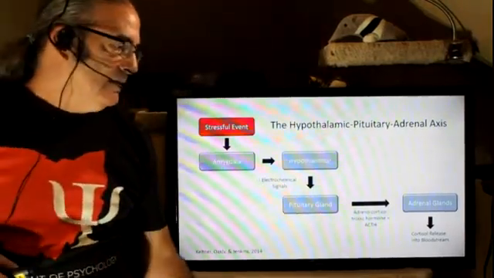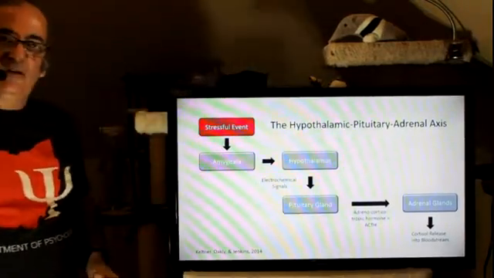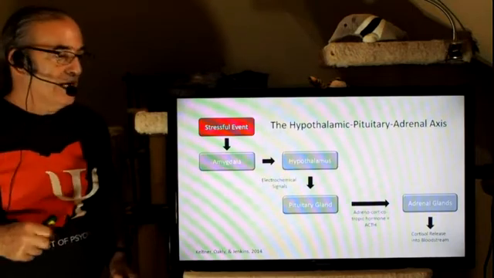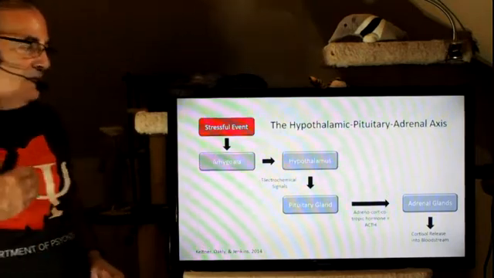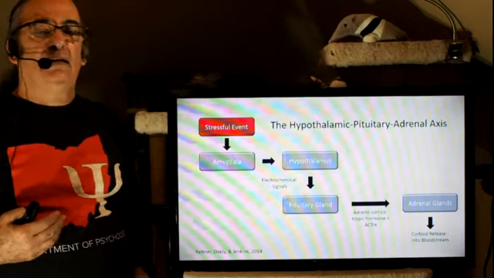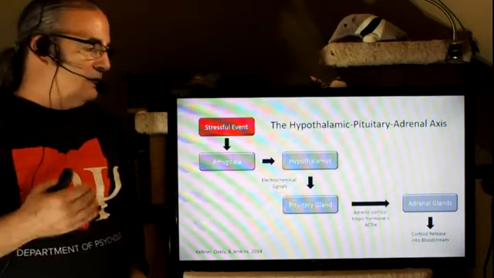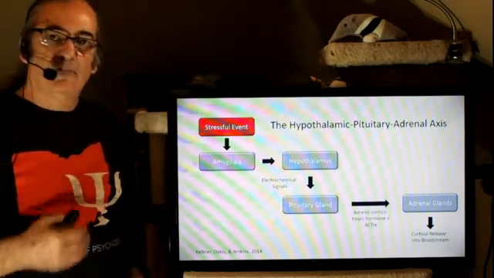So, let's look then more specifically at a smaller sub-mechanism in this process. And that is, we have a stressful event, and that registers through the amygdala to the hypothalamus.